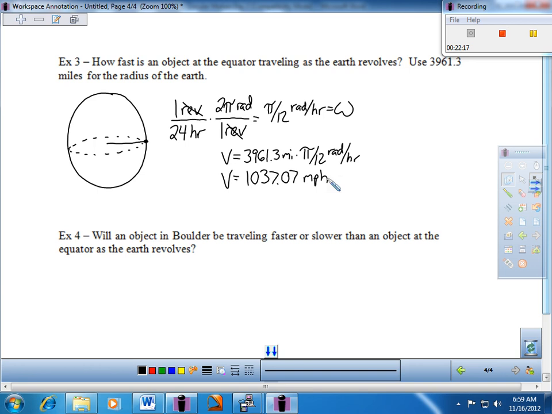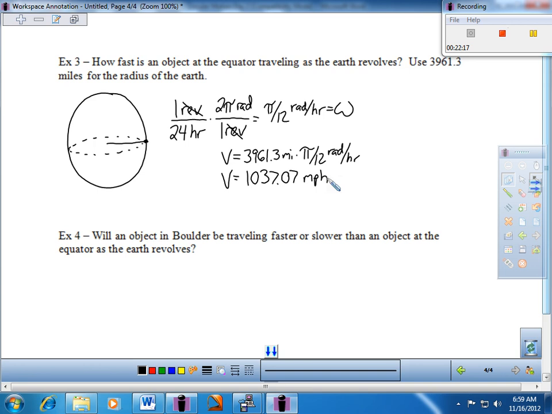Now, example 4, we're not going to do any math with at all, but we are going to at least set the precedent here because we are going to see this problem in the future when we have a little more of a background with it. So let's read it and start to wrap this up. Will an object in Boulder be traveling faster or slower than an object at the equator as the Earth revolves?